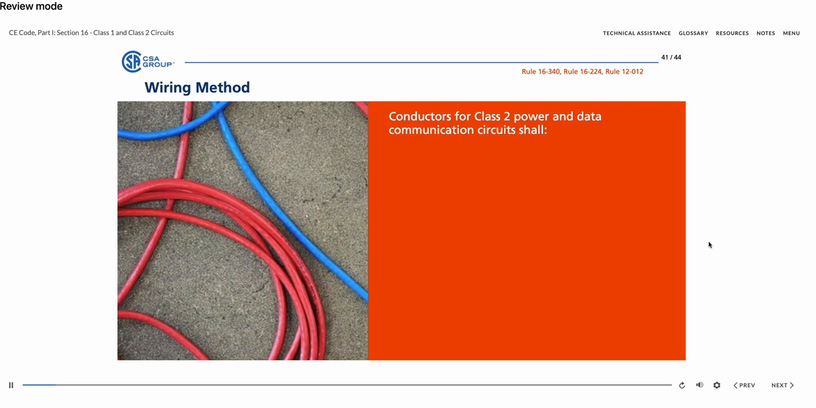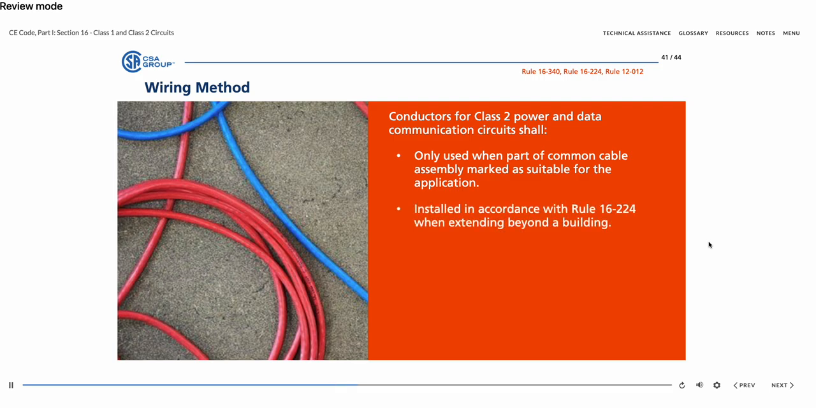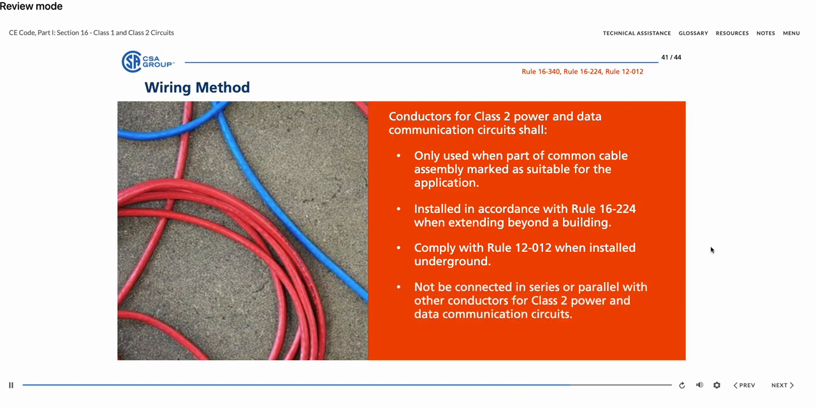It is important to know the correct wiring method requirements for conductors for Class 2 power and data communication circuits. Rule 16-340 explains those requirements. Conductors shall only be used when they are part of a common cable assembly marked as being suitable for the application. Conductors extending beyond a building shall be installed in accordance with Rule 16-224 on circuits extending beyond a building. They shall comply with Rule 12-012 on underground installations. They shall not be connected in series or parallel with other conductors for Class 2 power and data communication circuits.